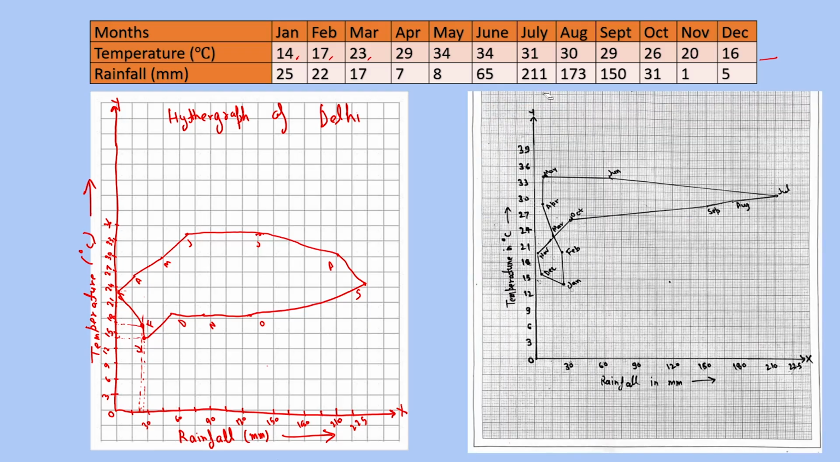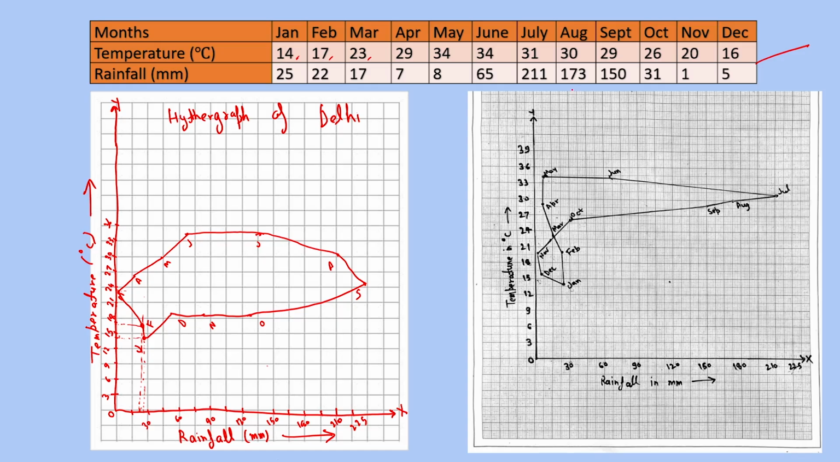The final Hyther graph will look like this based on the data. This is the Hyther graph we will prepare based on the data. What we will do is ensure everything is correct. Here we can see the title is not there, so we will put a title on the top: Hyther graph of Delhi.